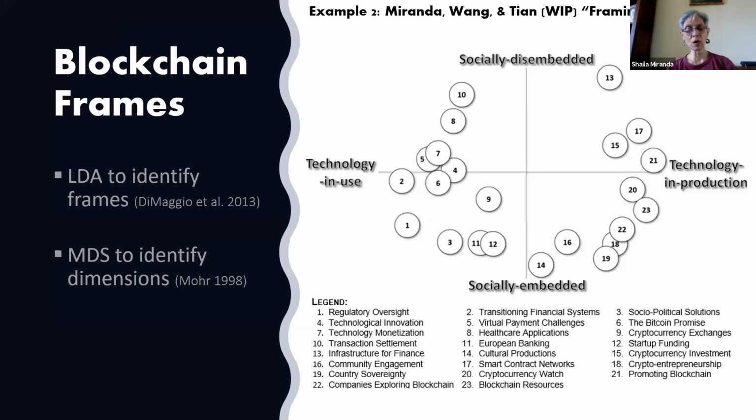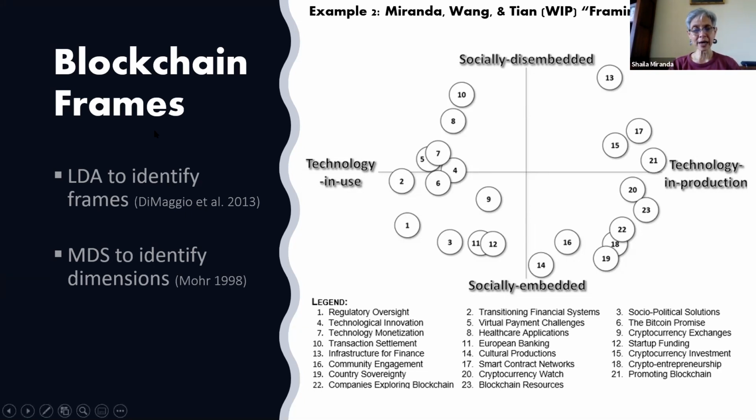Following DiMaggio, Nag, and Blei in 2013, we used topic modeling to identify frames. And then what we did was to impose a multi-dimensional structure on those frames. Multi-dimensional scaling is a technique that more advocates in the study of meaning. And from that, we surfaced these 23 different blockchain frames that you see.